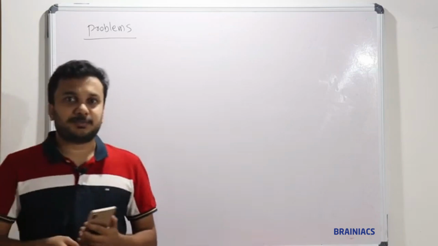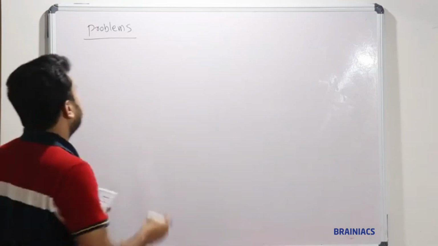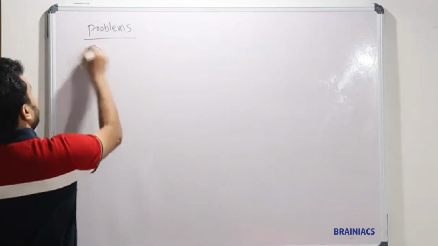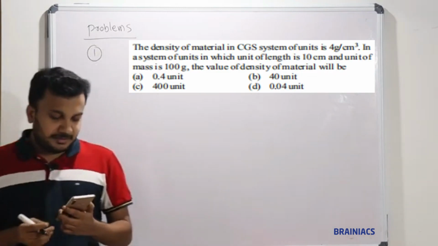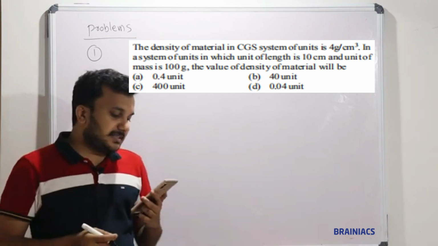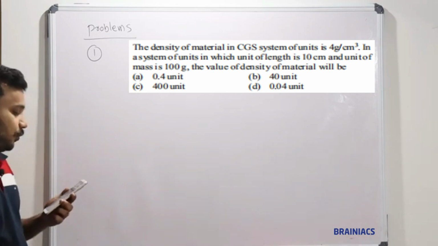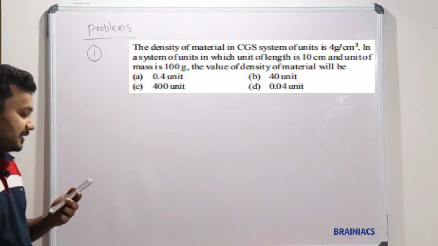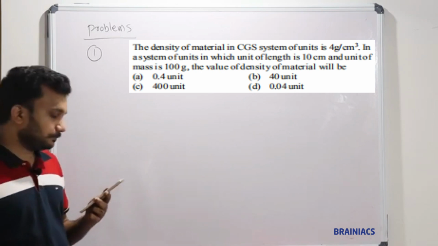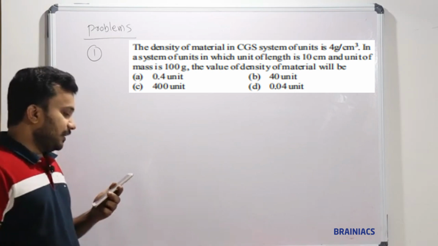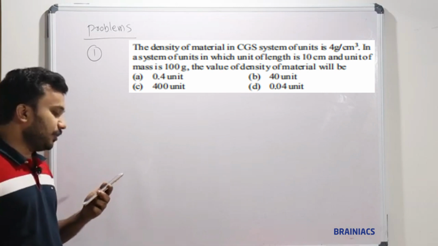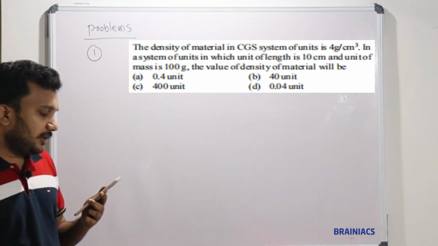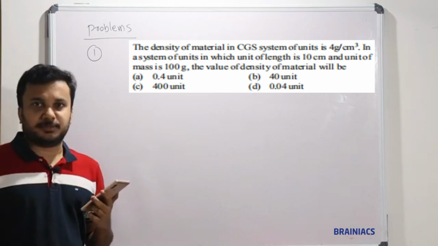Okay, so let's move to question number 1. The density of a material in the CGS system of units is 4 gram per centimeter cube. In a system of units in which the unit of length is 10 centimeter and the unit of mass is 100 gram, the value of density of the material will be.